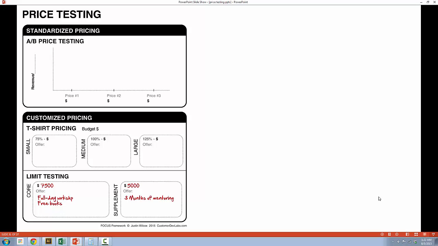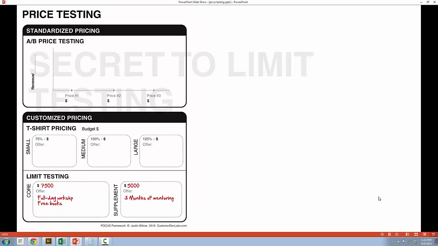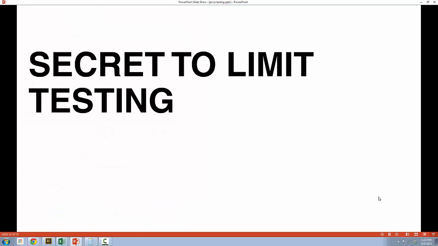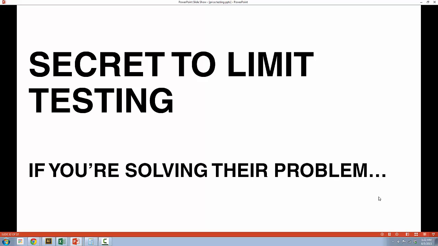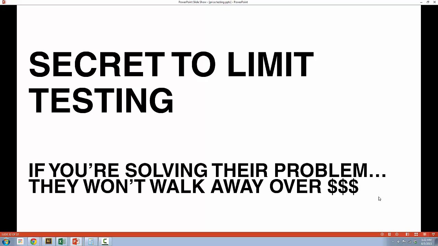We're trying to find out what their budget actually is, so that we can have an open conversation about optimizing your currency and optimizing a solution to their problem. We do that by understanding what their full budget is. Now, the secret to limit testing is that if you have done a good job understanding the problem and they believe that you can solve it, so if you're solving their real problem, they will not walk away over money.